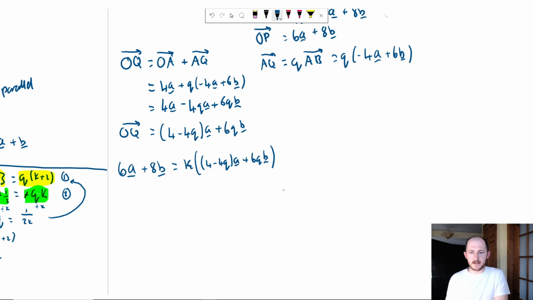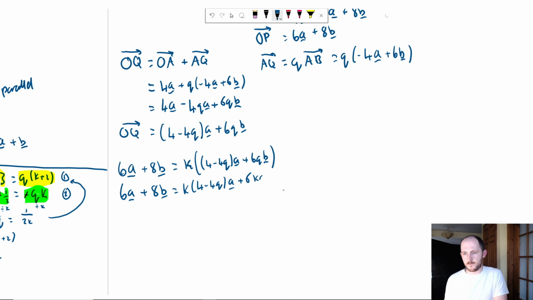Okay, then I'll expand. I'll do literally the exact same thing as I did before. And yes, we will be doing simultaneous equations. I saw someone ask that question.